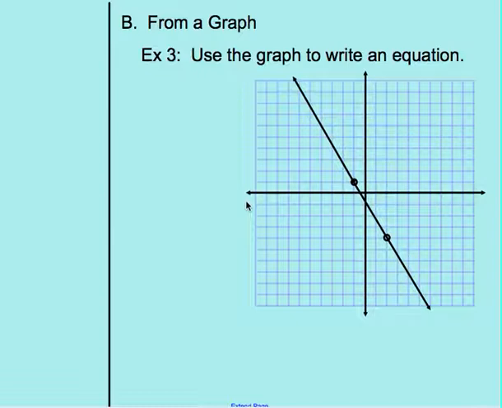Now we're going to be using a graph to write the equation. This is very similar to the last example we just did, except I don't have to use the slope formula because I've got a graph. I can just count. What is my slope? Rise over run. First of all, is the slope positive or negative? Take a look at the line, look at what it is doing, and determine if our slope is positive or negative.